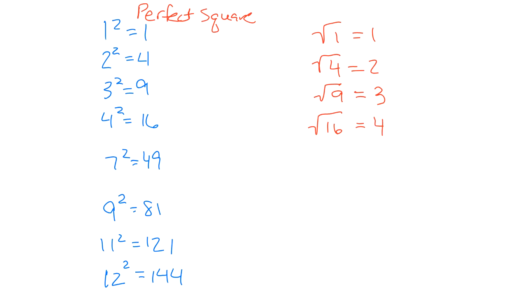And let me drop down a little lower. Let's go the square root of 81 and the square root of 144 is 12. So we like perfect square numbers because they allow us to give a nice result when we take the square root of them.